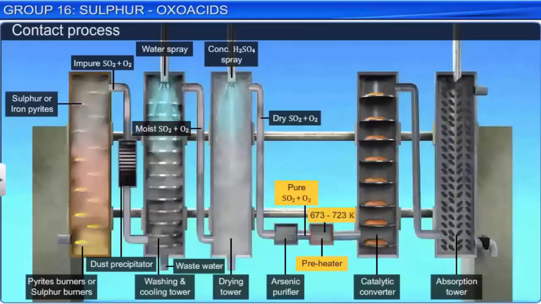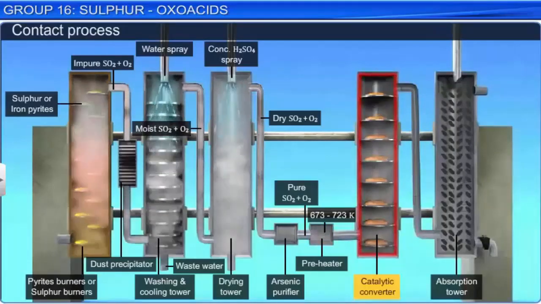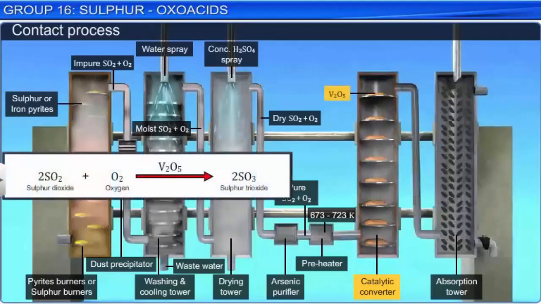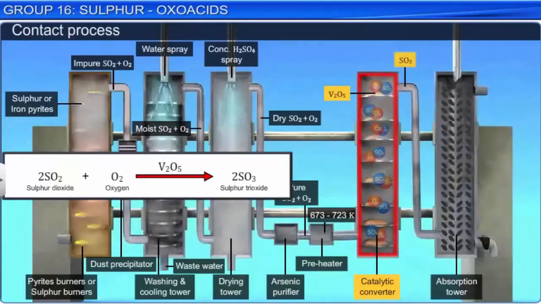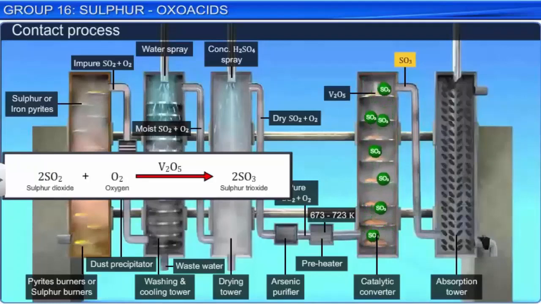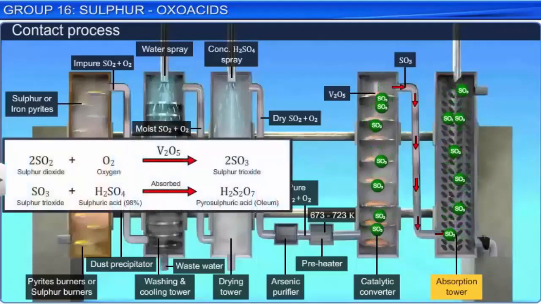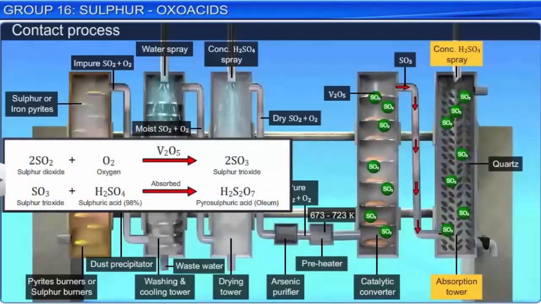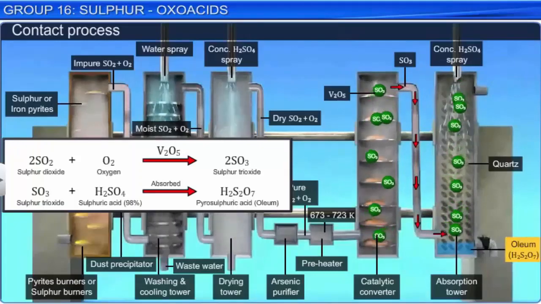Gases are then led into the catalytic converter. Here, in the presence of vanadium pentoxide as catalyst, sulfur dioxide and oxygen combine to form sulfur trioxide. The sulfur trioxide is then led into the absorption tower. In the absorption tower, sulfur trioxide is absorbed in concentrated sulfuric acid to form oleum. The oleum is diluted with water to get the acid at the required concentration.